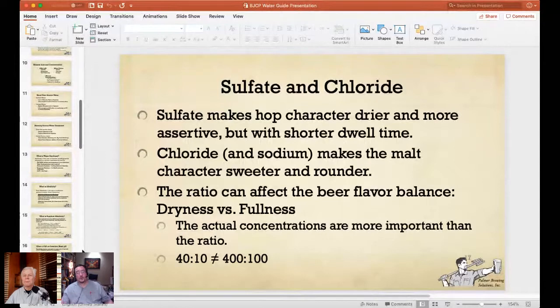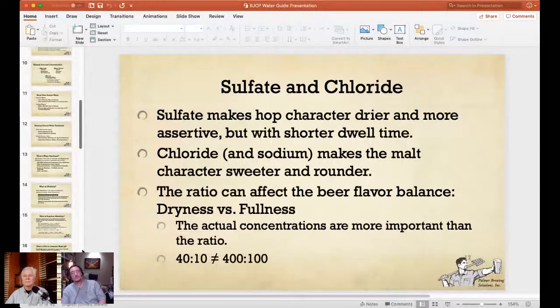Chloride and sodium both act to make the malt character sweeter and rounder. And you can experience this when you're cooking in the kitchen. You're making something sweet, you add a little bit of salt to it, and it seems to make that dish much sweeter. It's the same exact chemistry at work in beer. So this is how chloride and sodium increase that malt character, sweetness, and roundness.